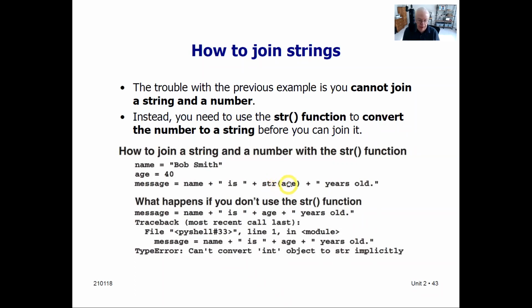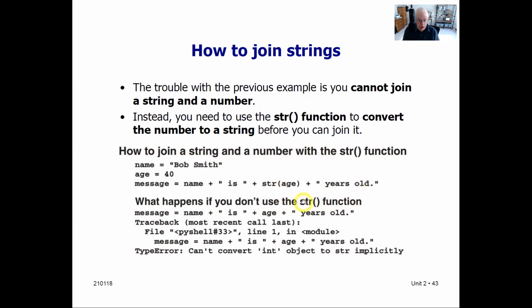str, string inside the parens, the variable age, and then plus, and then we're going to add another little bit at the end here, a space, year, space, old, period. And then the output of that is going to be Bob Smith is 40 years old, period.